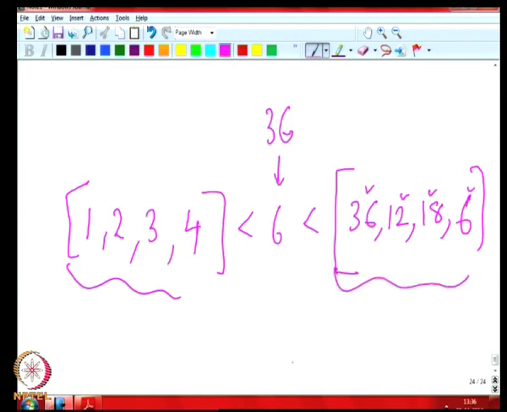How come it is happening? Below root n the number of divisors is the same as the number of divisors above root n. We want to show that these numbers are the same. We will again use our bijective proof method to show this in the next class. Thank you.